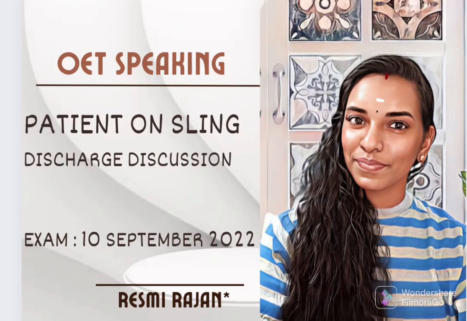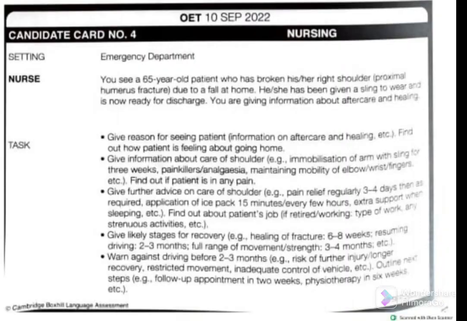Today, we will see one of the role plays which appeared on the exam. The date is 10 September 2022. This scenario is happening in the emergency department, and I will read you the settings. You see a 65-year-old patient who has broken his or her right shoulder. There is a proximal humerus fracture due to a fall at home, and she came to the emergency department complaining of pain, and you are getting some information from the patient and giving some advice and information.